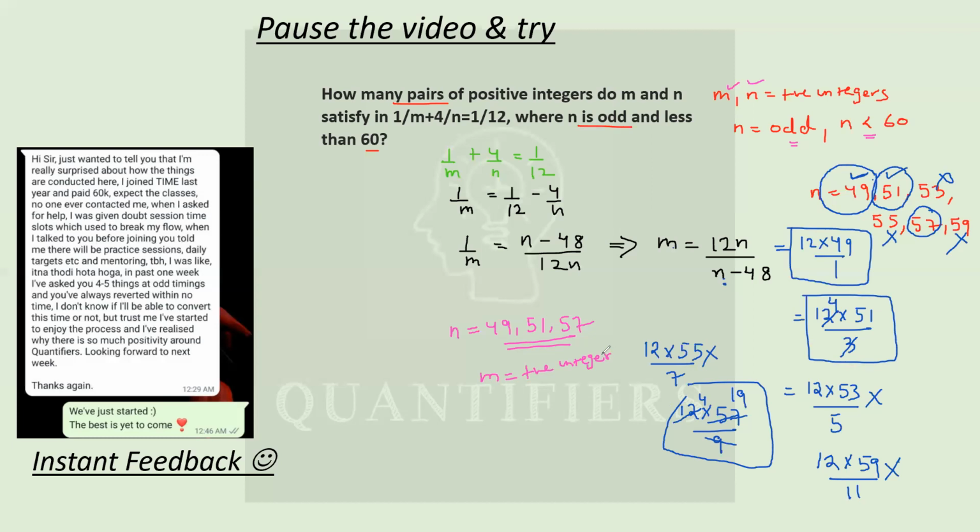Now, mind you, we do not want the values of m. All we need to find is how many pairs of positive integers are possible. So in total, we'll have 3 pairs. So students, it's a very, very good question. And as I've told you, there have been questions in CAT, right? So I hope all of you have understood this.